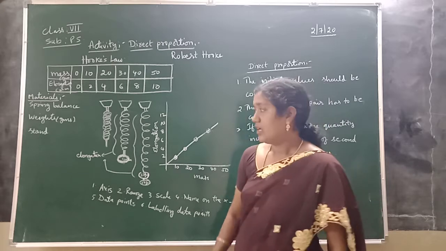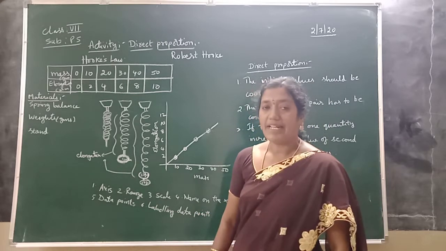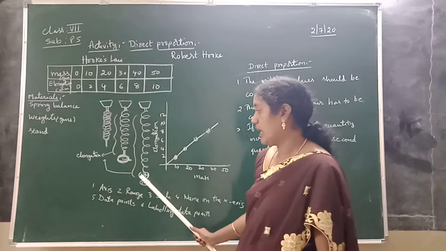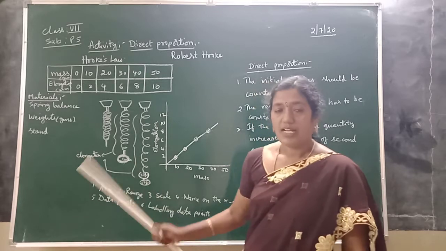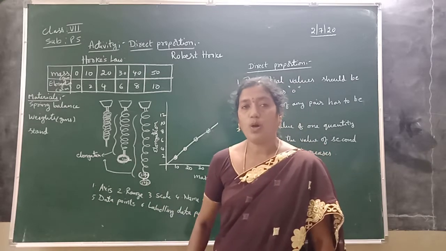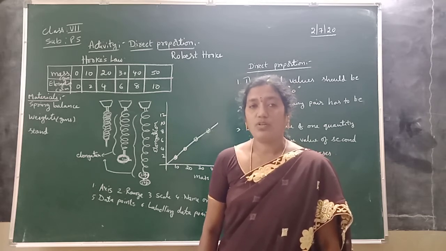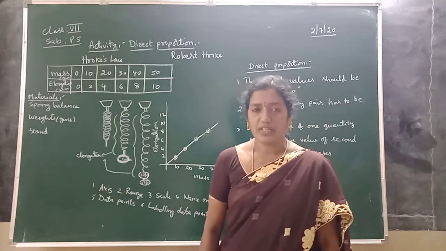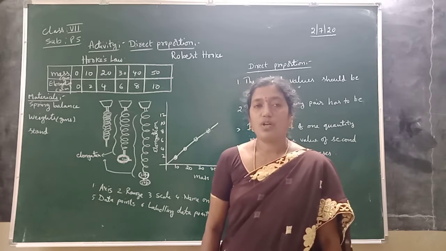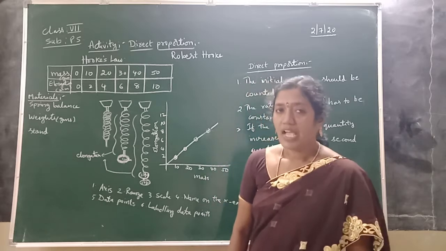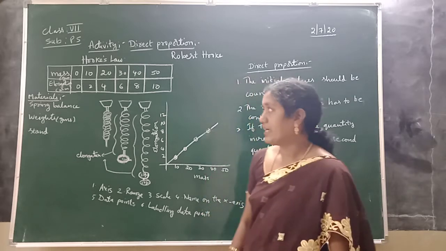Children, once again, here we are keep on adding the weights. First 10 grams we have to add. After that you have to add another 10 grams. Like that we have to keep on adding the weights. Then what we have to observe, is there any change in the spring? Definitely by adding weights, the length of the spring also increases. That is measured with the help of a scale, and we have tabulated like this.